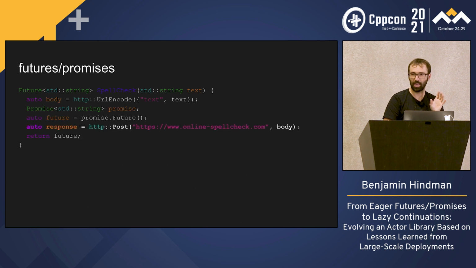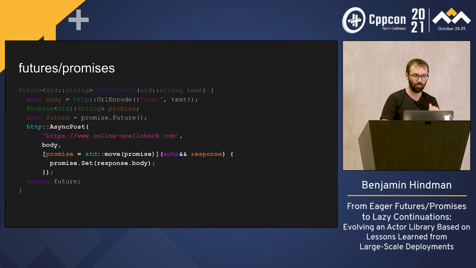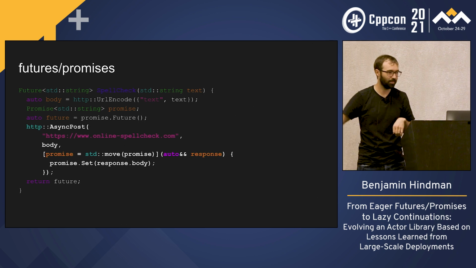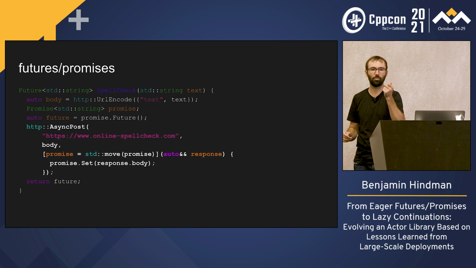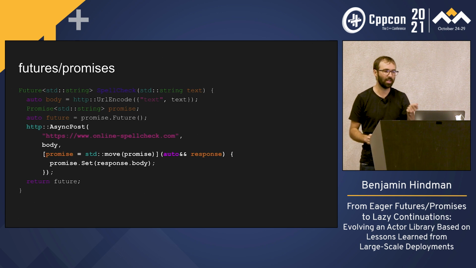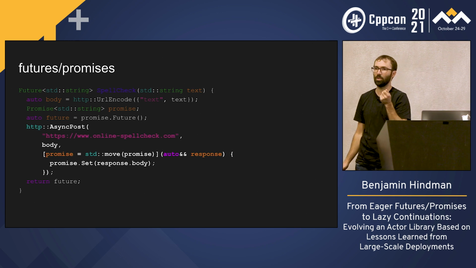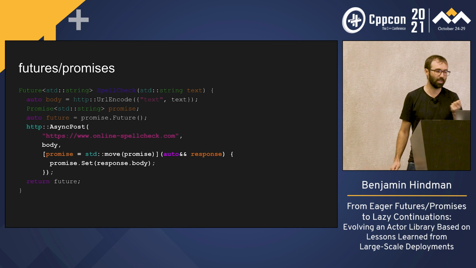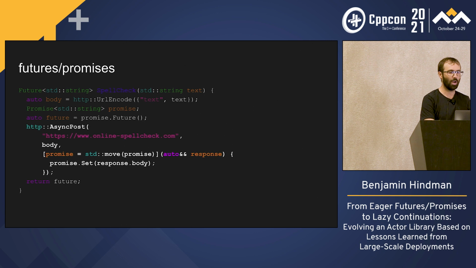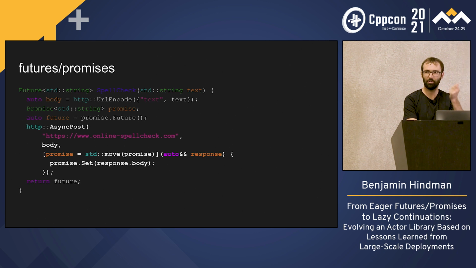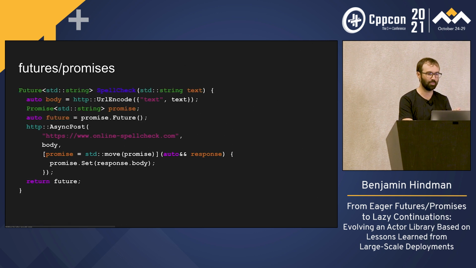And we're going to replace our blocking synchronous HTTP post call with an asynchronous version of it that takes a callback. That's the lambda down there. Where we're going to move the write end, the promise in, and ultimately when the asynchronous HTTP call has completed, we're going to set the promise. Okay? This is the pretty standard transformation into using futures and promises.